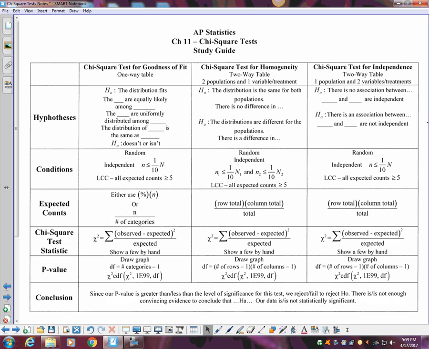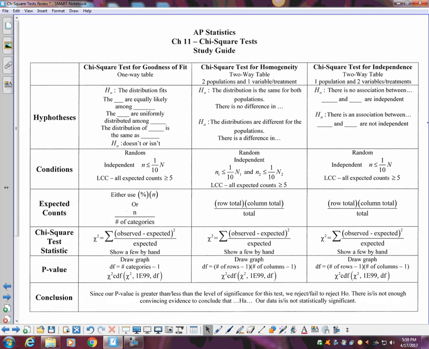Okay, so for goodness of fit, your H sub O is the distribution fits, or the blank are equally likely among blank. The blank are uniformly distributed among blank, or the distribution of blank is the same as blank. Again, the one that comes to mind is the M&Ms. And you would use this last one. The distribution of colors of M&Ms is the same as the distribution claimed by the manufacturer. Then there was one about astrological signs, and if you're equally likely to have each astrological sign. So that would be the second one.